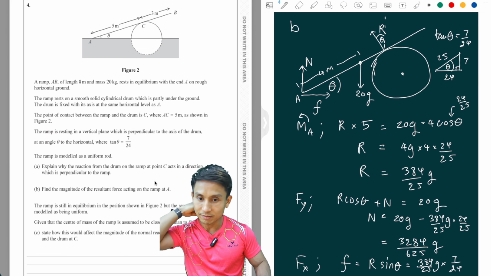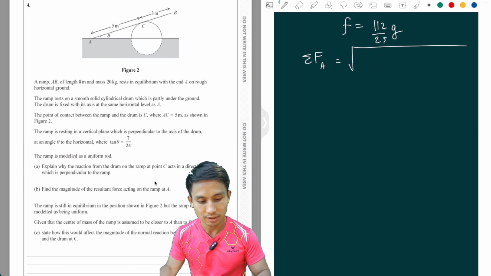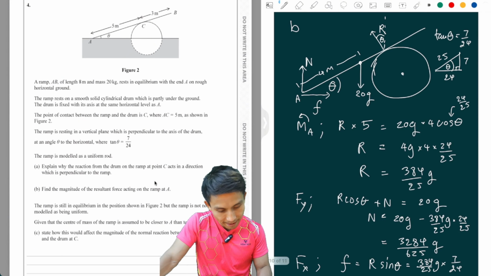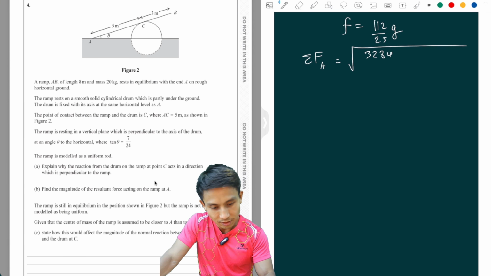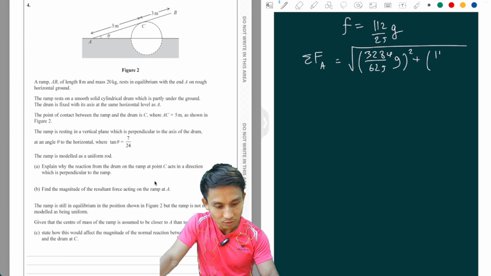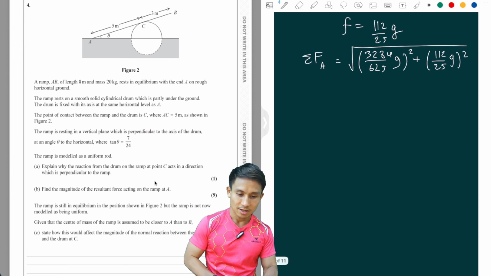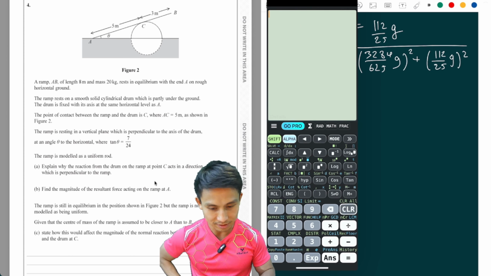Now if we want to find the magnitude, so sigma F on ramp at A equals, we just do Pythagoras there. So that's 3284 over 625 g, and then squared, plus 112 over 25 g squared. Okay, and then we're going to put everything in a calculator.